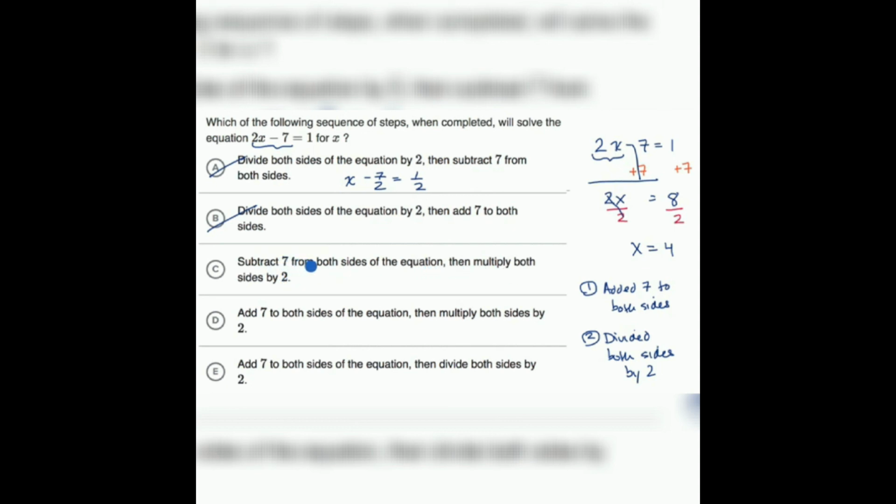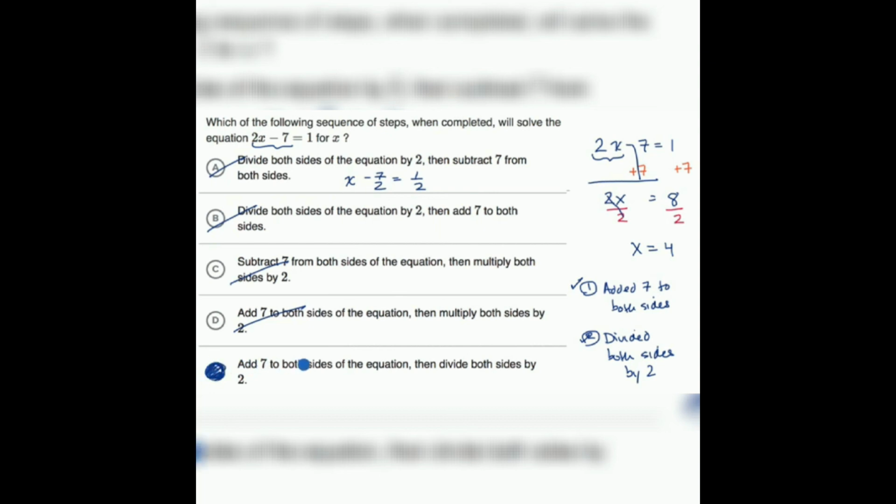No, we added 7 to both sides of the equation, and then we divided both sides by 2. Add 7 to both sides of the equation. Yep, that's what we did first. Then multiply both sides by 2. No, it's going to be then divide both sides by 2. Add 7 to both sides of the equation. Yep, that's what we did first. Then divide both sides by 2. That's exactly what we did, and that will get you solving for x.